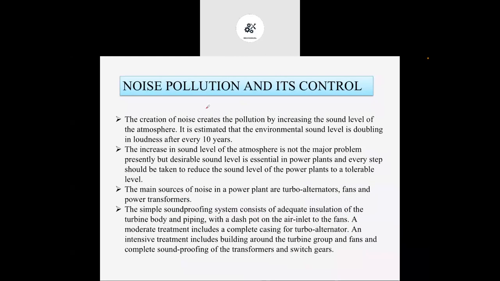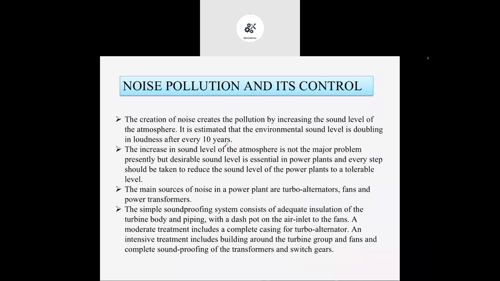Now, another pollution or problem related to any type of power plant is noise. As we know, if the noise level is above 80 decibels or above 100 decibels, it is not good for human beings, and it is not a desirable sound level. In a thermal power plant or any other power plant, there are many instruments that create noise. Generally we use different types of fans, different types of compressors, and turbo alternators, so they create noise.